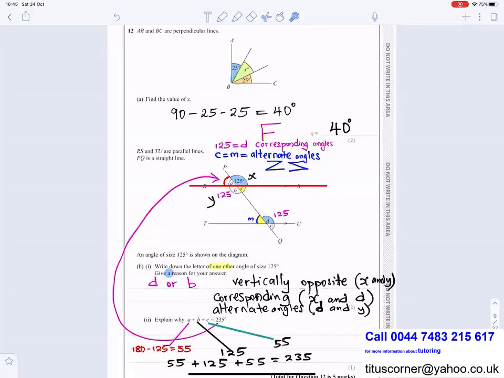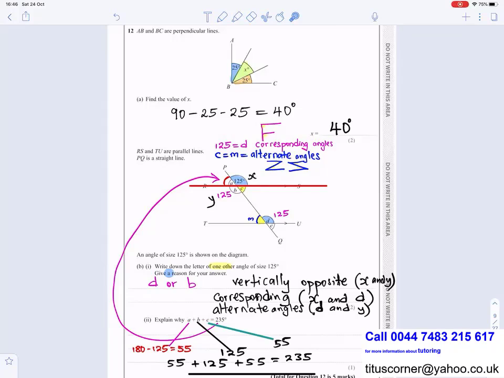Question number 12. AB and BC are perpendicular lines. That means the angle between them is 90 degrees. Find the value of x. If this angle is 90, so it's 90, take away 25, and 90 take away the other 25, that gives you 40. So that angle is 40 degrees for x.